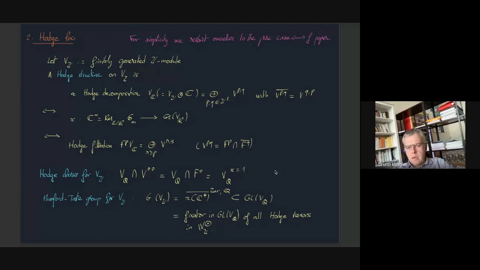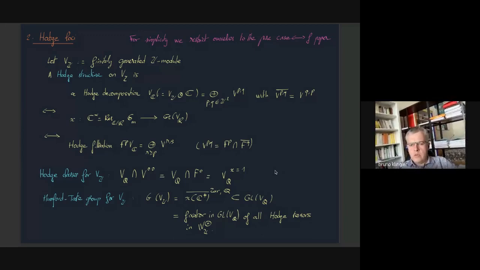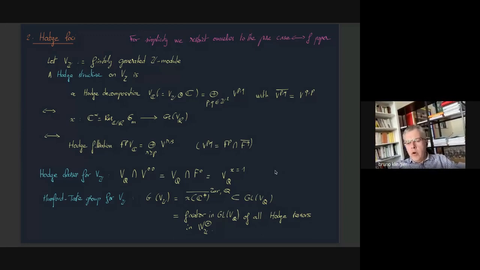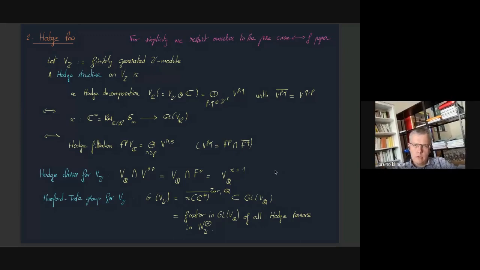And it happens that with this definition, this is also the fixator in GL(V_Q) of all the Hodge tensors appearing in all the tensor powers of V_Z and its dual. So V_Z tensor here denotes the direct sum of all a, b of V_Z^{⊗a} tensor V_Z dual^{⊗b}. And so this means that the more Hodge tensors you have for a Hodge structure, the smaller Mumford-Tate group you get. Okay, so this is order reversing.